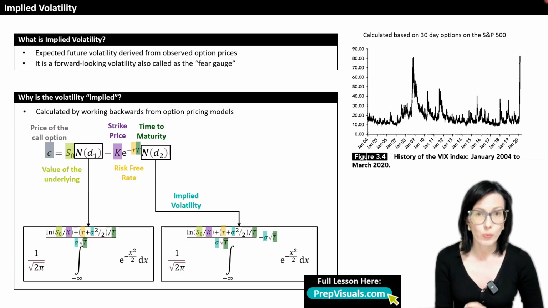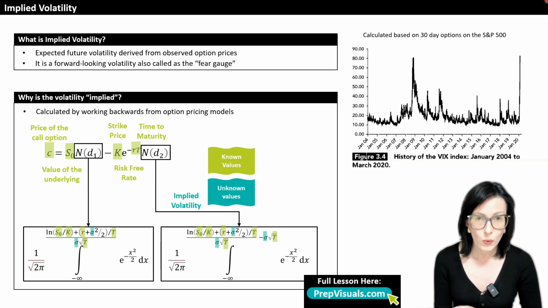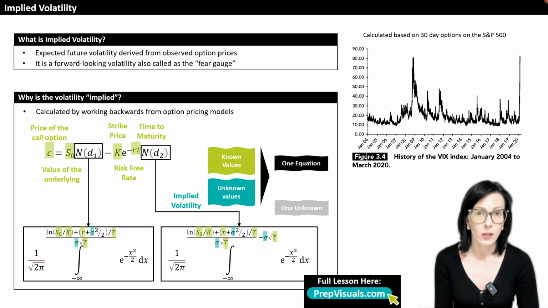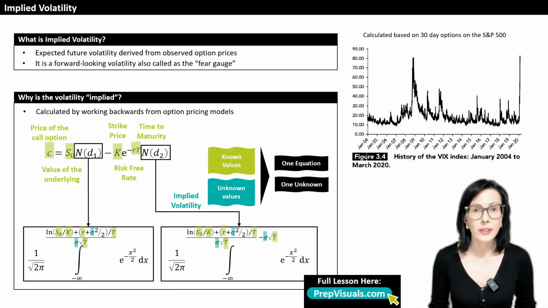What I want you to observe is that all these values are known values, meaning that all of these values can be directly observed from the market. The only value that is unknown is the implied volatility. And if this is the situation, no matter what sort of complex equation we have, at the end of the day, what that means is that we have one equation and one unknown variable. And this is the very reason why this volatility is called an implied volatility.